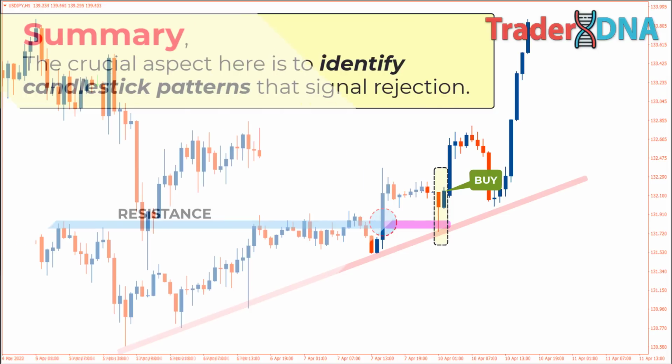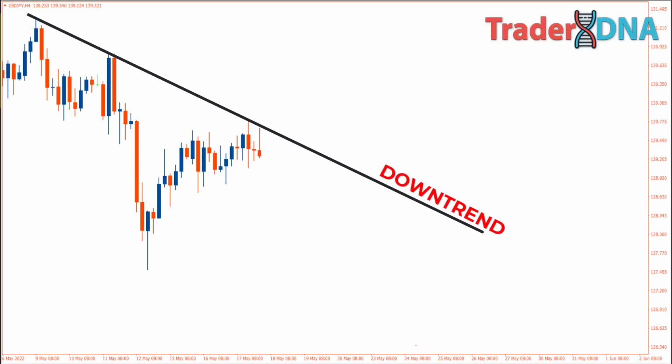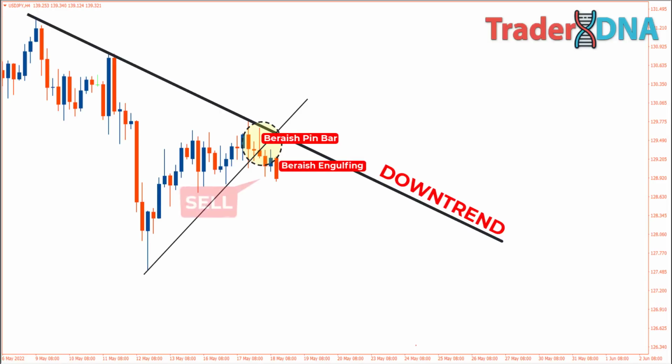Another confirmation technique you can utilize is known as the break of a trendline. Here's how it works. In this chart, we observe a downtrend with a trendline drawn as our key level. As the price pulls back towards the trendline, we aim to confirm that the price will indeed reject this level and resume its downward movement. To do this, we can draw a smaller trendline right at the pullback. Once the price breaks out of this smaller trendline, that's when you should consider entering a sell position.